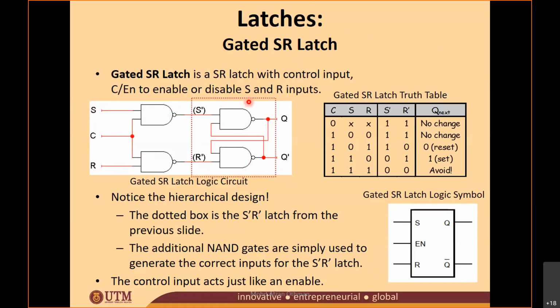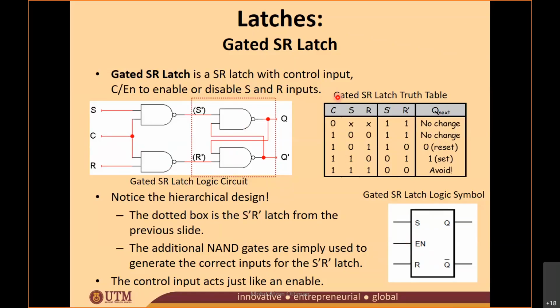Okay, so untuk gated SR latch, this gated SR latch diperbuat daripada NAND gates. Notice that the dotted box is the S bar, R bar latch from the previous slide, and the additional NAND gates are simply used to generate the correct input for the S bar, R bar latch. So ini dia punya logic symbol. Kamu ada 3 input, sebelum ni kamu ada 2 input, S, enable, R, and no bubble kat depan ni dah. Okay, Q and Q bar. This control input act just like an enable.